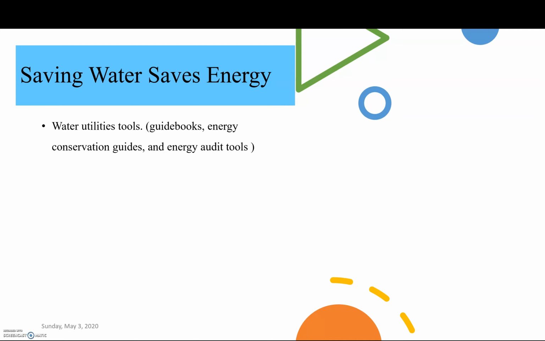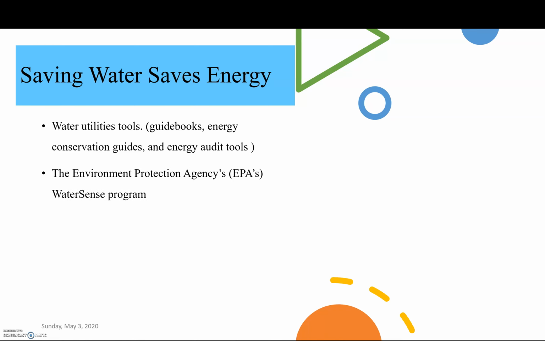In past years in the US, some states and agencies have formulated policies that will help in better management of the energy used in water treatment, supply, and wastewater. The national government has formulated tools that will be used by the water authorities to help in energy management. Those tools include guidebooks, energy conservation guides, and energy audit tools that will be used in educating the public and organizations on some of the methods that can be used to save energy.